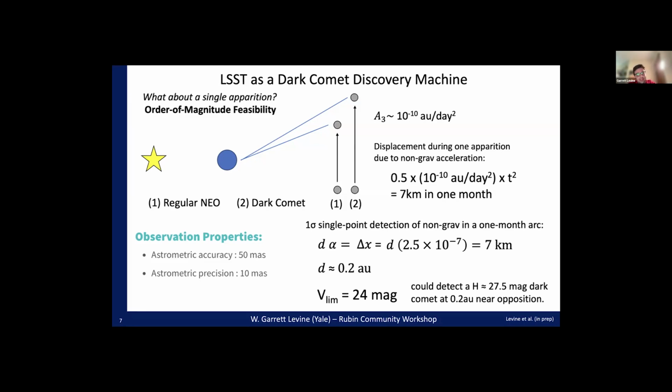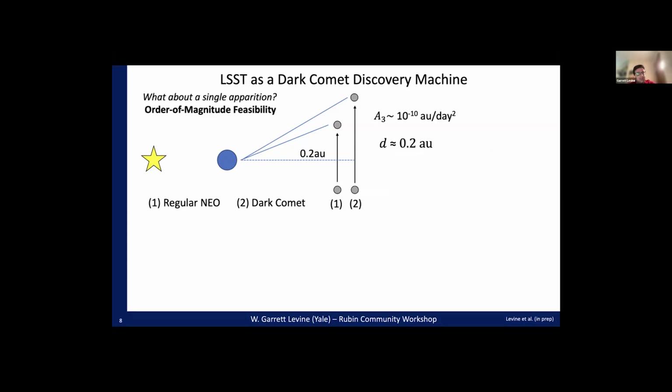What's great about this is that H of 27.5 is right in the middle of the dark comet H magnitude range that have been found thus far. These are typically found at between H of 25 and 30, so for H of 25 objects, we should do pretty well. For H of 30 objects, single apparition is probably out of the question.